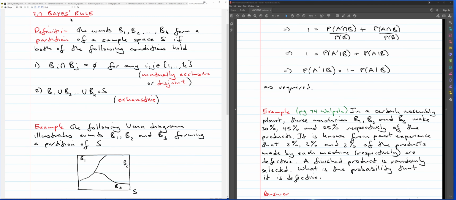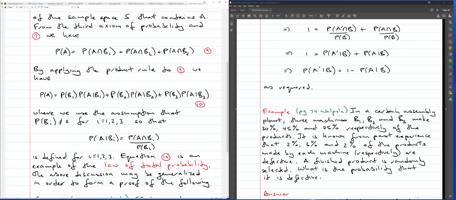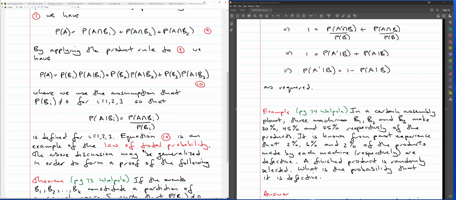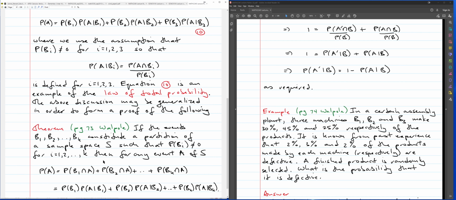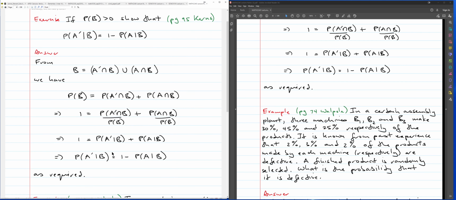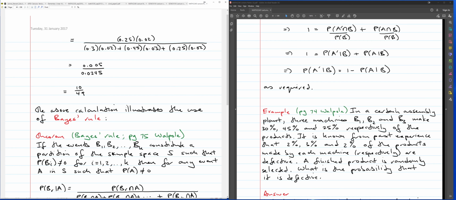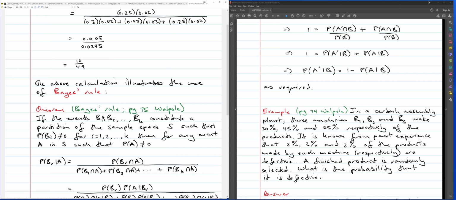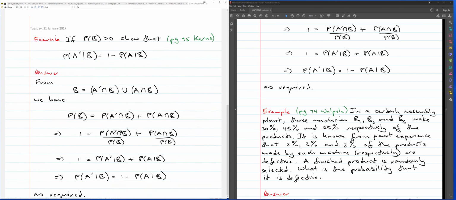What we're going to look at now is Bayes' rule. Before we get to Bayes' rule, we're going to talk about the law of total probability first. So the first result over here is the law of total probability, and then we'll do an example, and we'll state what Bayes' rule is over here. Okay, so first thing is the law of total probability.